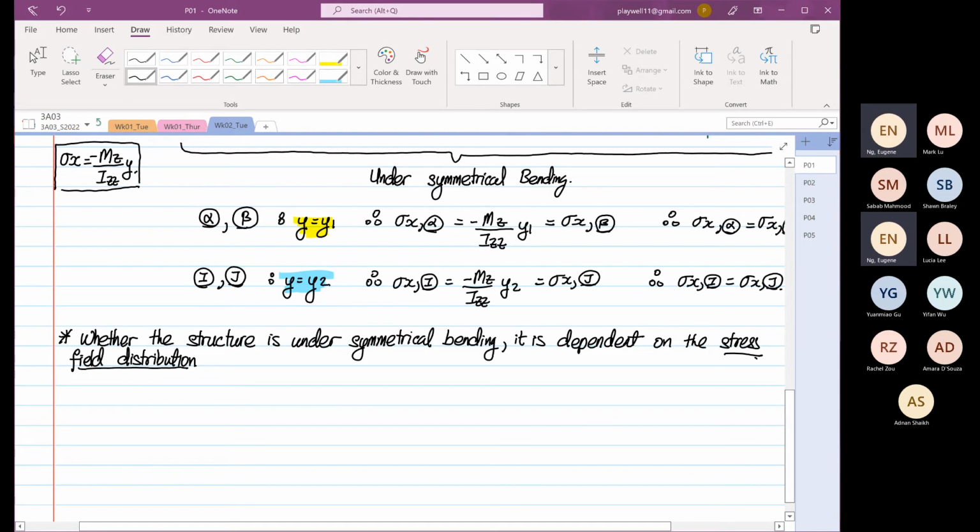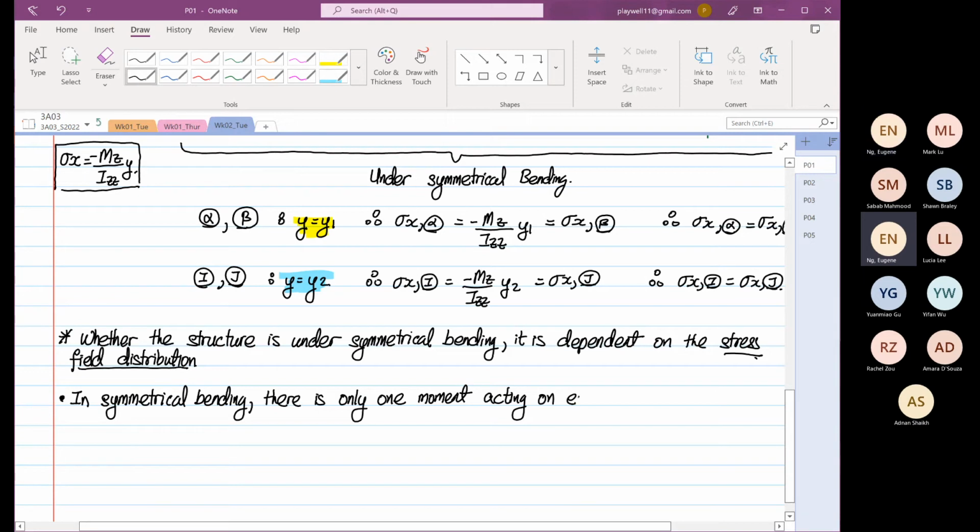And what is so unique about symmetrical bending? In symmetrical bending, there is only one moment acting on either the Z or Y axis. Let me elaborate on that.